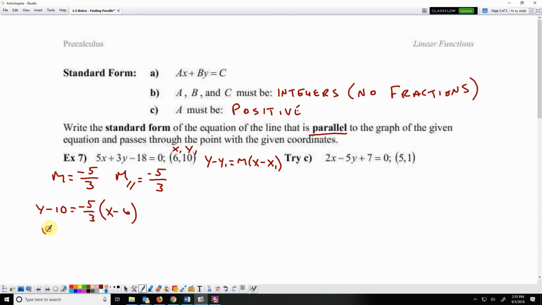So y minus 10 equals -5/3 x plus, and then 5 times 6 is 30, divided by 3 is 10. So to get into standard form, I need this x term over to the left side, and I need this constant term over to the right side. So I get 5/3 x plus y equals 20.